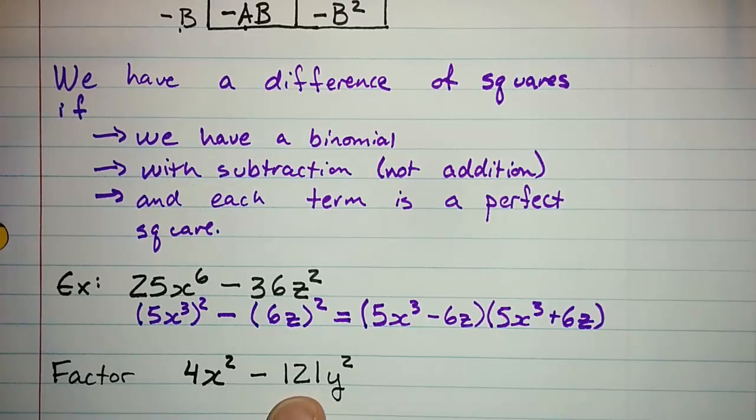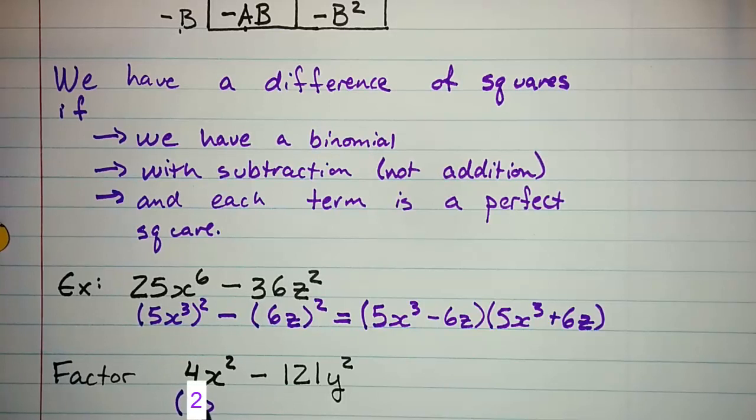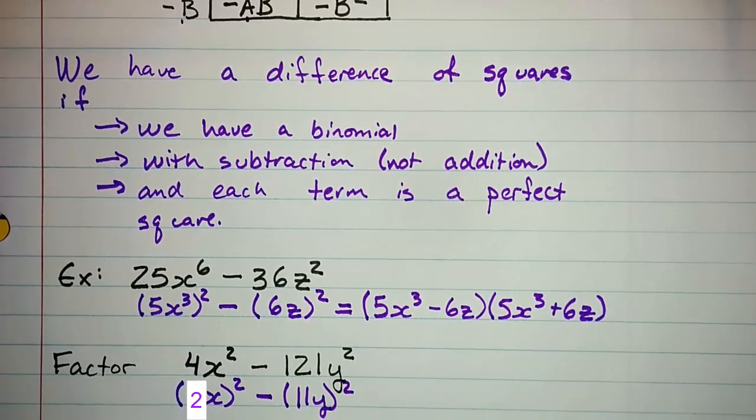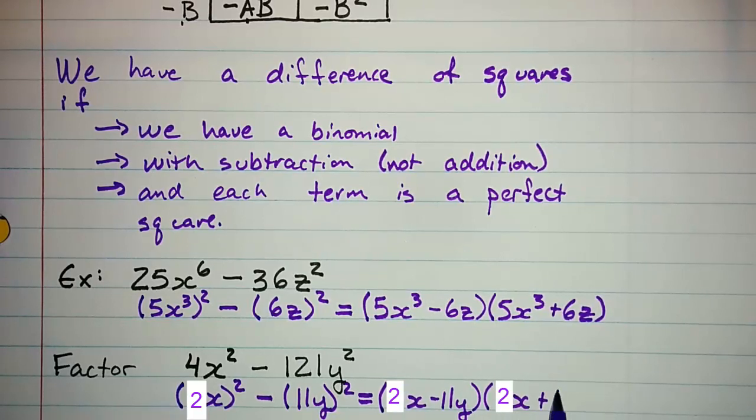You may have needed to put 121 into your calculator to see that it was a perfect square. But we see that this is 2x all squared minus 11y all squared. And so this factors as a difference of squares, 2x minus 11y times 2x plus 11y.